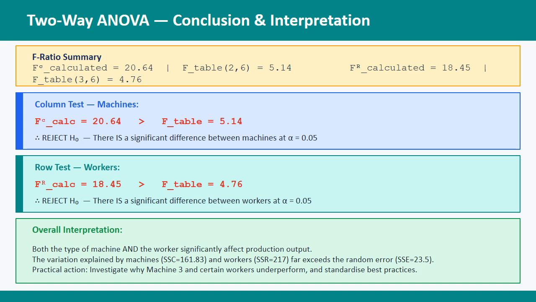By looking at the variations, that is SSC 161.83, SSR 217 and SSE 23.5, we can clearly see that the variation due to the machines and workers is much higher than the random error. So this is going to be the inference for the given sum.